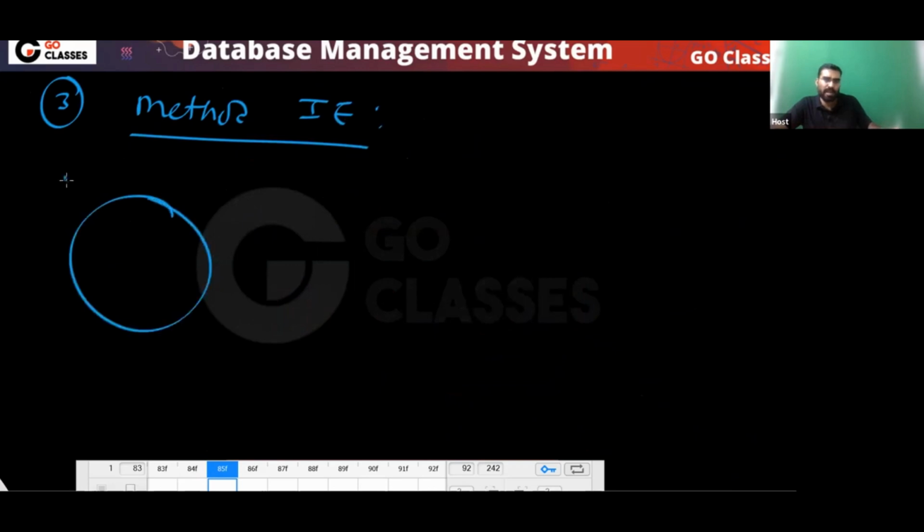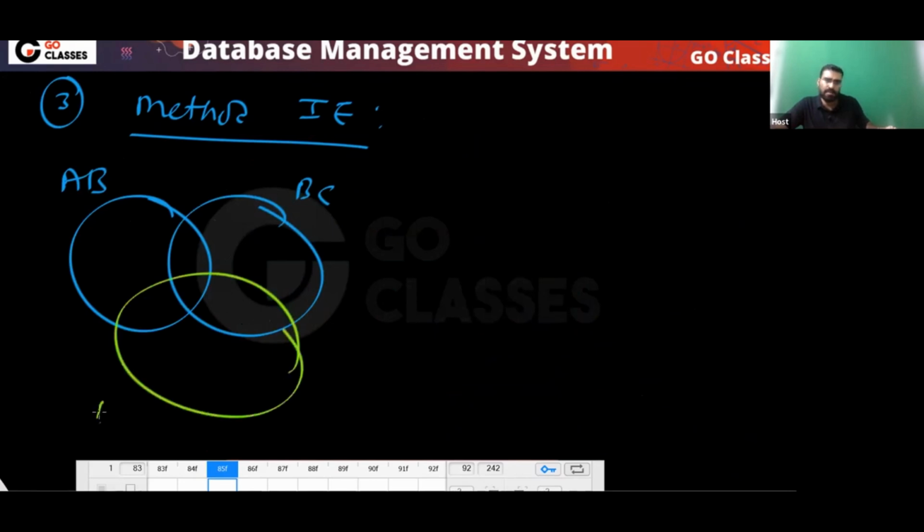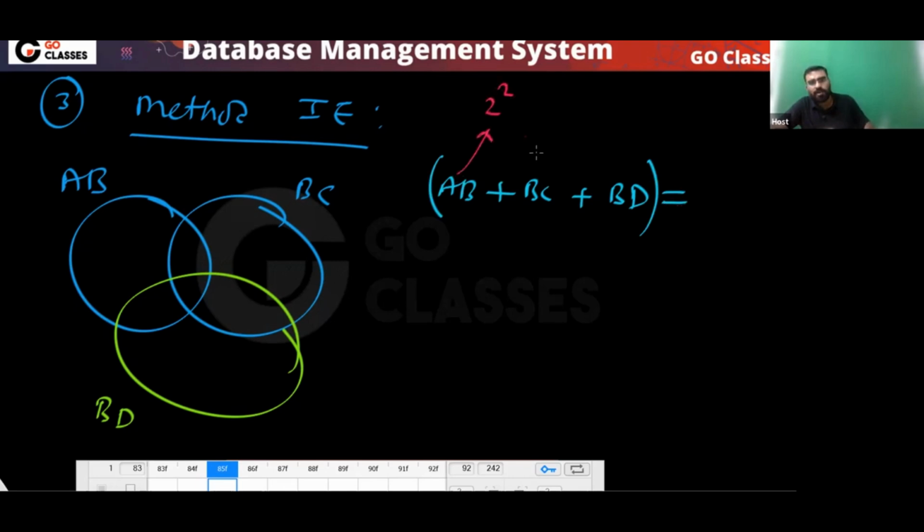then that will be like this: AB, BC, and BD. So what you will do? You will do AB plus BC plus BD. This value is going to be 2 power 2, this is 2 power 2, this is 2 power 2. So 4 plus 4 plus 4, that is 12.